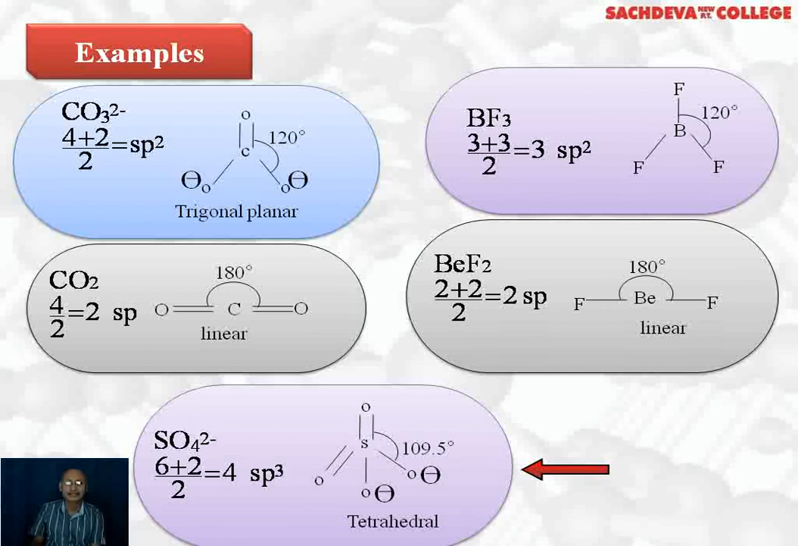Now, how to draw its shape? Sulfur is in the 6 oxidation state. That is, it will form 6 bonds with 4 oxygen atoms. So there must be 2 double bonds. With 2 oxygen atoms it forms double bonds. With the remaining 2 oxygen atoms it forms single bonds. And each single bonded oxygen atom is negatively charged.